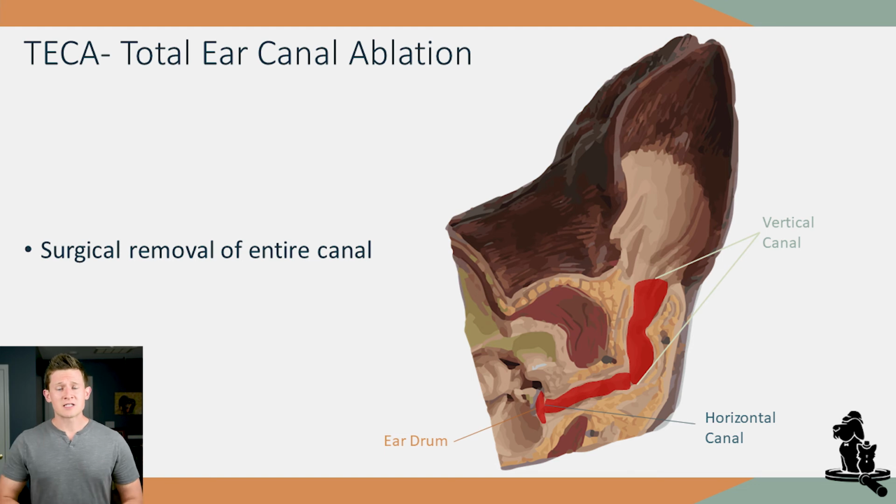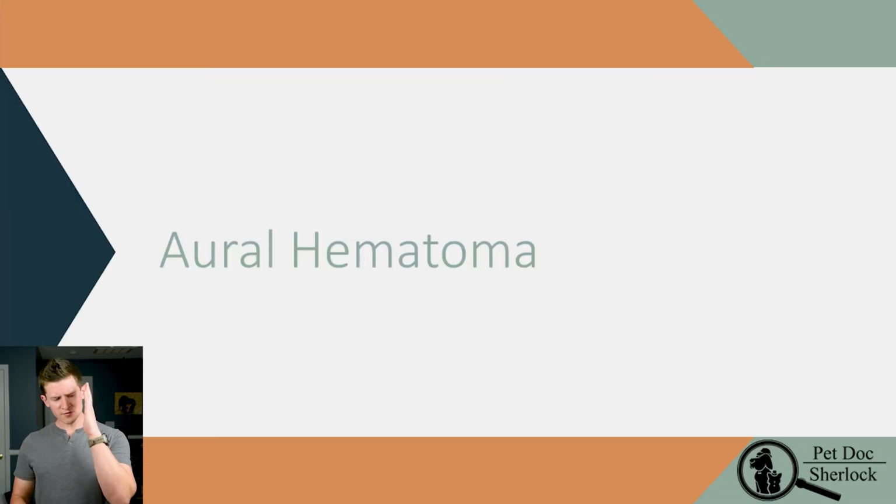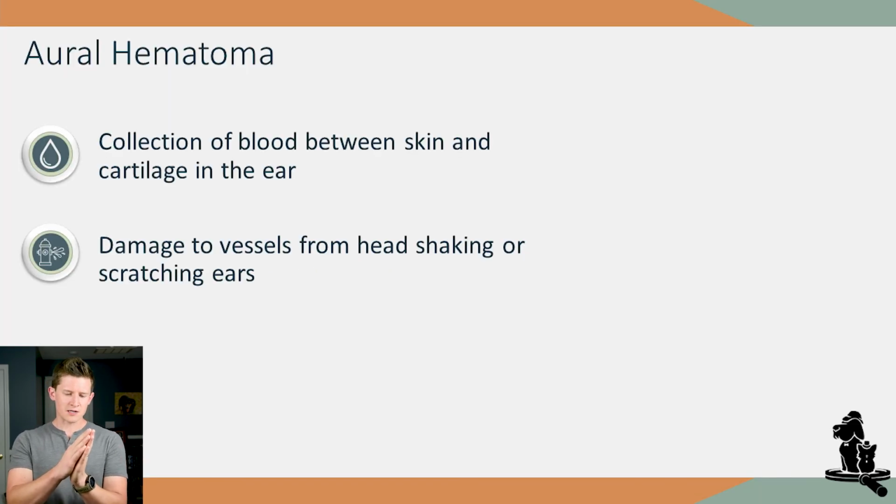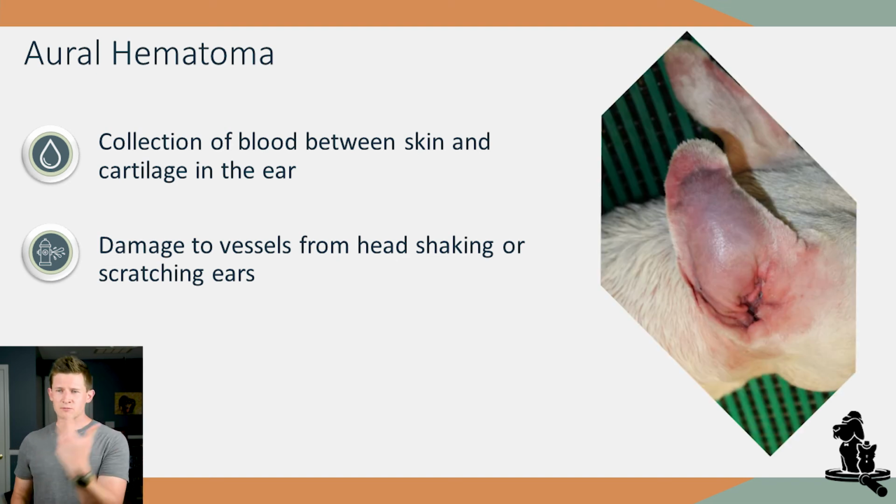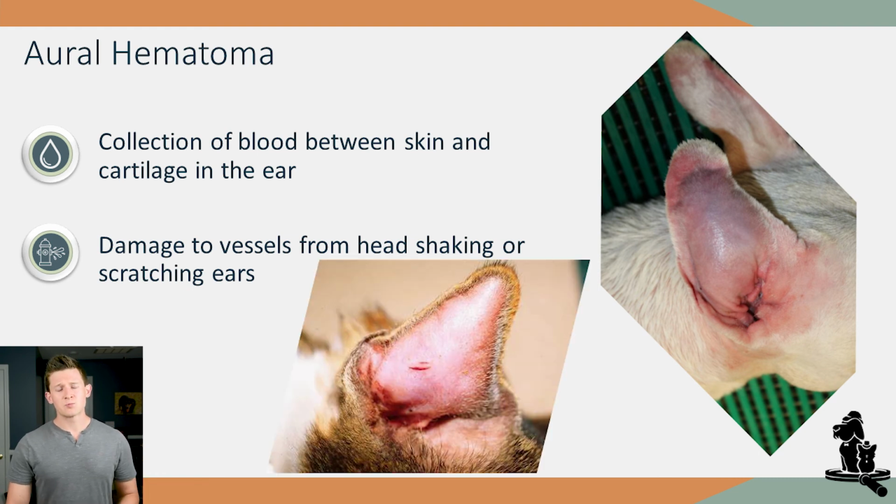Another complication we can see is something called an aural hematoma. Now, you've got cartilage inside the ear with skin over top, and a hematoma develops when the blood vessels between those two layers are damaged, and it creates a balloon of fluid up underneath the skin. And this can happen from scratching the ears. More often than not, it's in dogs, from them flopping their heads back and forth and shaking their heads. But we do see it in cats as well.